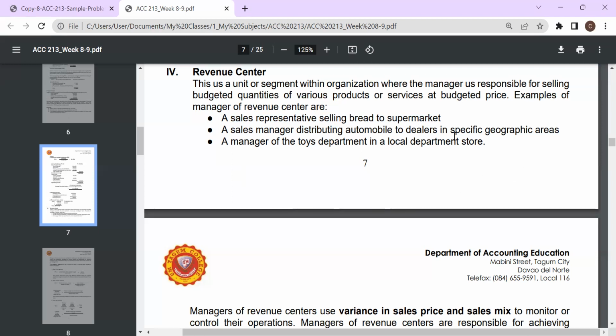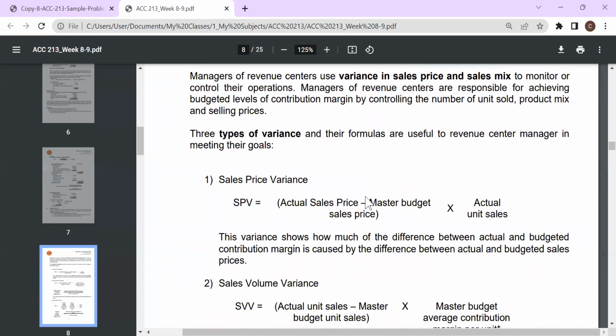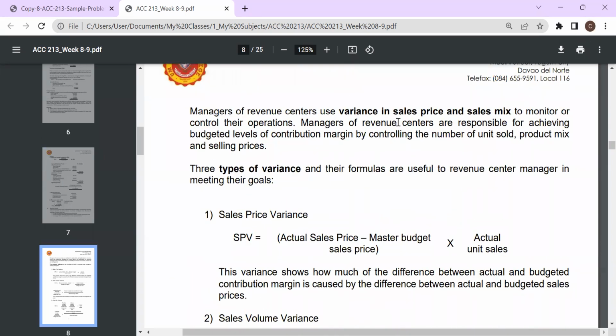So as you can see here, in the examples, the managers being evaluated are concerned with the quantity or the volume that we are going to sell, and of course the selling price, because it will also matter. The selling price would be a contributor to the total sales revenue of the entity. So paano ba natin i-evaluate ang manager in a revenue center?